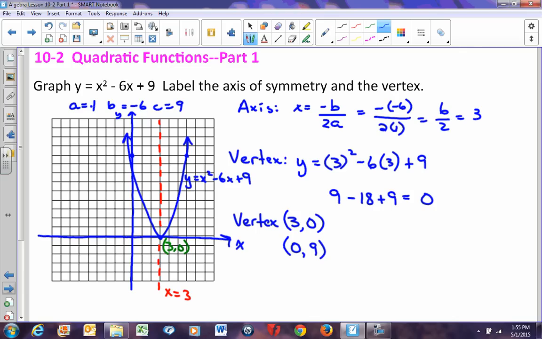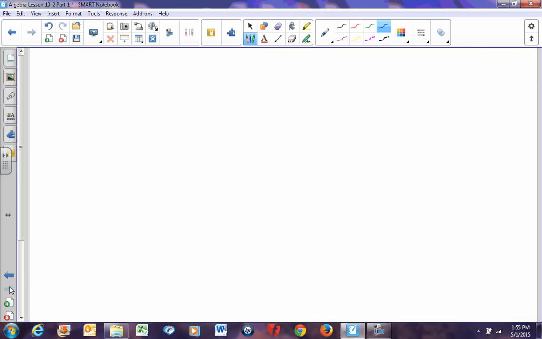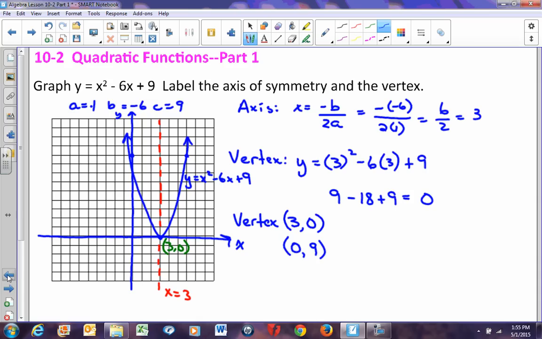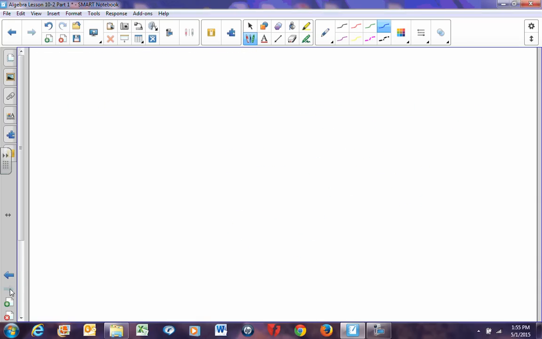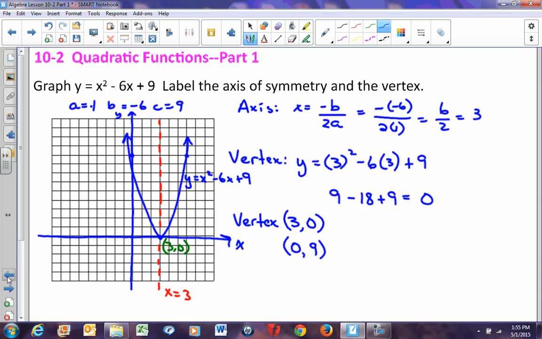And let's take a look at some other graphs. Or maybe not. That was part A. That's right. That's all we need for part A in quadratic functions. So make sure you know how to graph your axis of symmetry, find your vertex, and graph at least one more point from that, and then you can graph your quadratic functions.